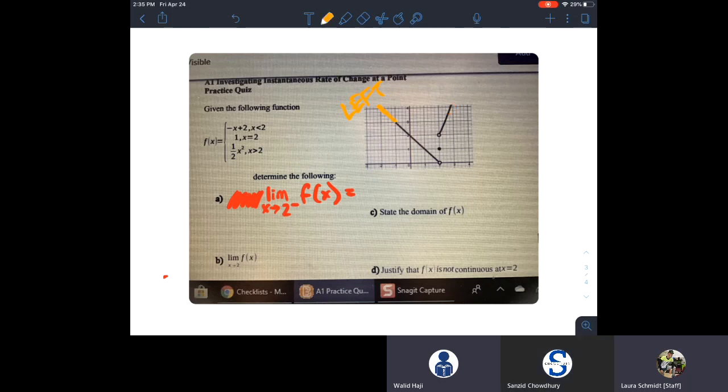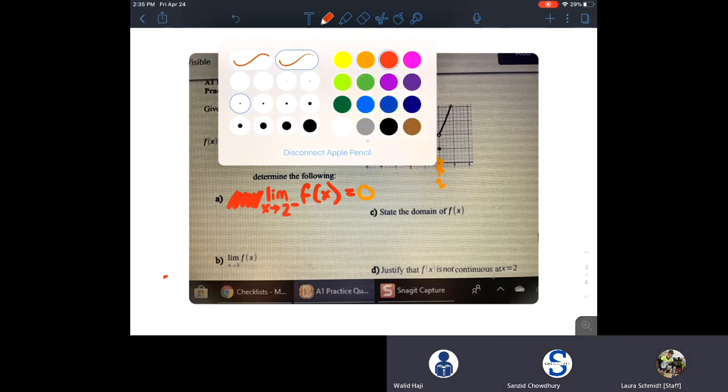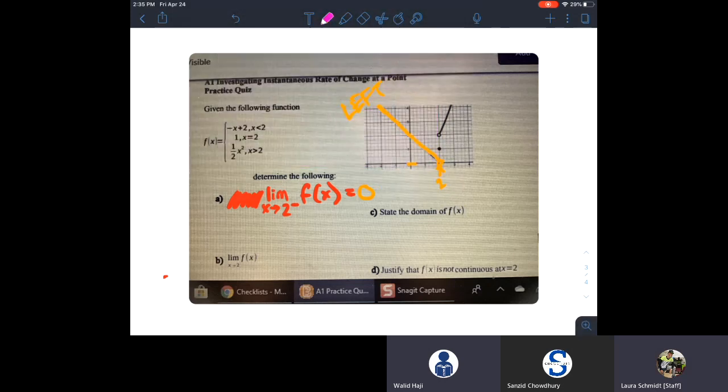And then you just follow it until you get to x equals 2. Okay, so there's x equals 2. And then you look at what y value you're at. You're at 0. Yep, so then it's 0. Oh, okay. Does that make sense? Yeah, that makes sense.